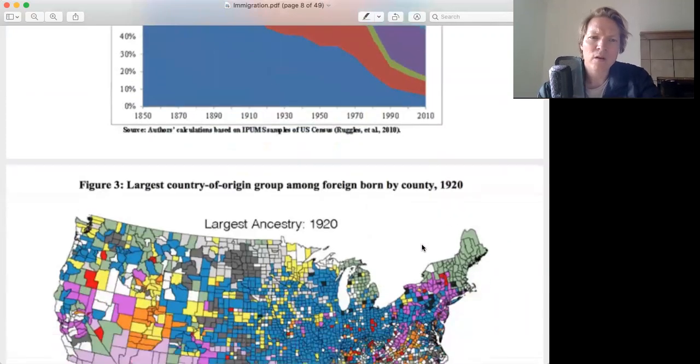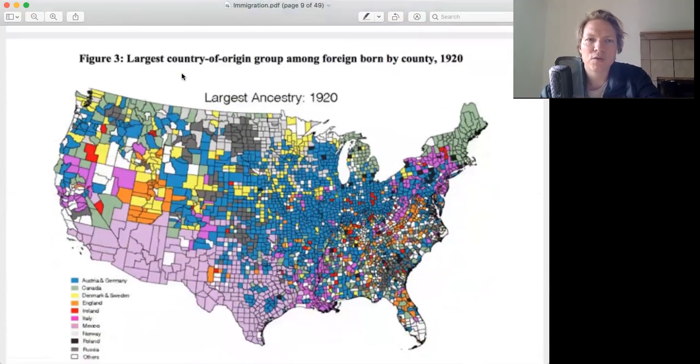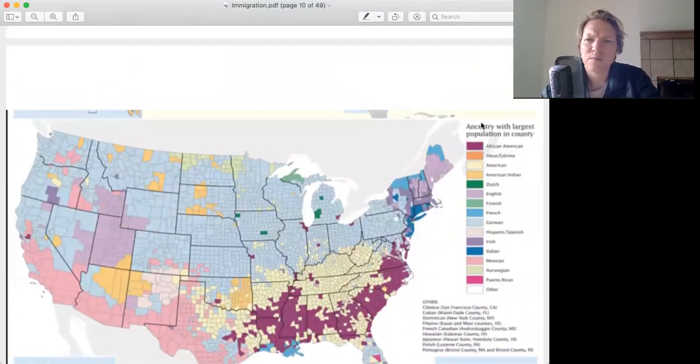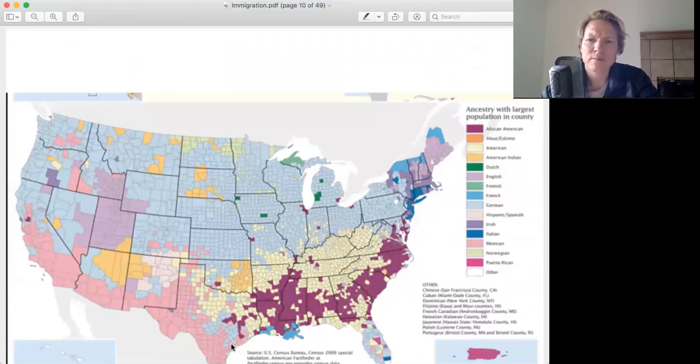Here we have the largest country of origin group in 1920. This kind of tells you where the immigrants are going. So your German immigrants are settling through here. Your Mexican immigrants are settling through the Southwest, or in many places they are already there, post Mexican American War. And then these are going to be our Italian immigrants over here, Canadian immigrants up here.